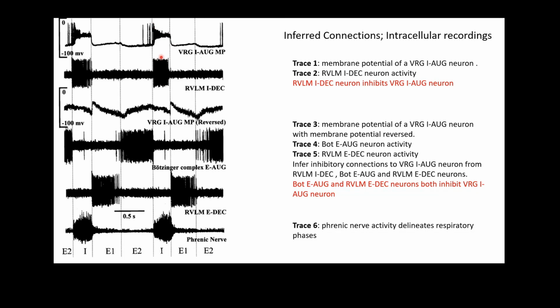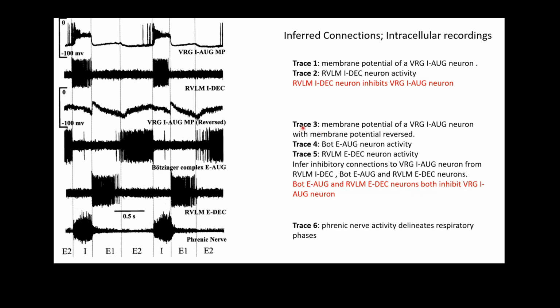And if we reverse that potential, as I described before, by injecting chloride, we can see that the potential here is from this IDEC neuron here, which is firing at this point. That corresponds. And so we can say this IDEC neuron in the rostral ventral lateral medulla inhibits that ventral respiratory group inspiratory augmenting neuron. So we can infer that.